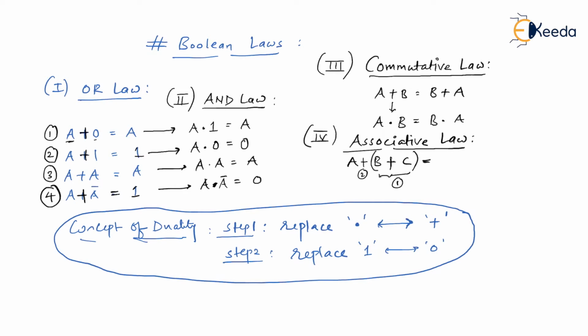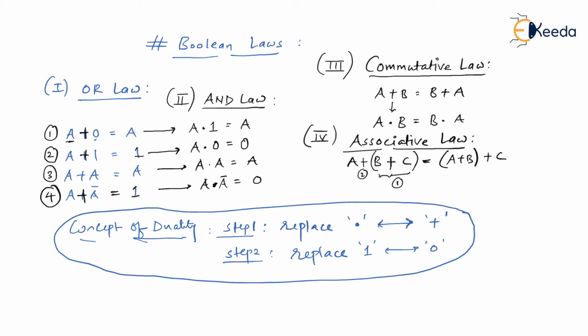Similarly, I can change the sequence, and that's what the associative law is. I can take A plus B in the bracket and then OR with C. So ultimately we are ORing A with B and then with C, but the ORing sequence is changed. In the first case, we ORed B and C first, and whatever result came was ORed with A. Here it is equivalent to ORing A and B first, and then whatever result has come is ORed with C. I hope you understand that.